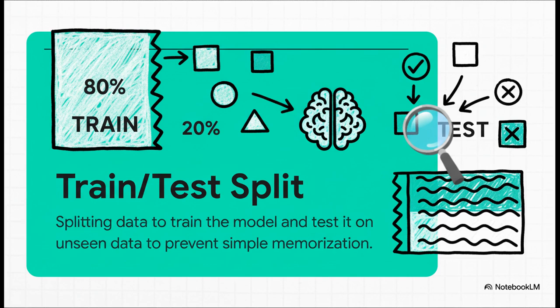You take all your data, but you hold a chunk of it back, let's say 20%. You let the model train on the first 80%, and then you test it on that final 20% it's never seen. This is absolutely crucial because it stops the model from just memorizing the practice questions without actually understanding the subject. It proves it can handle new problems out in the real world.